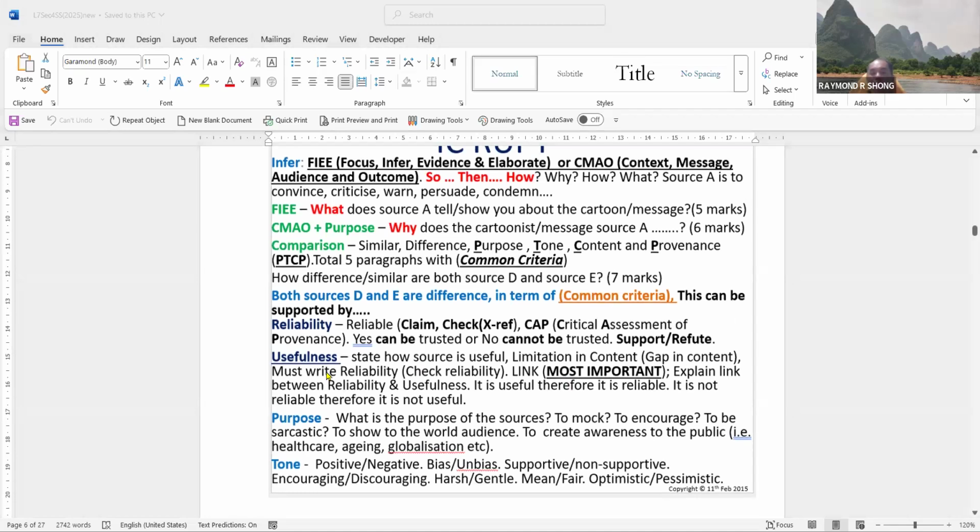Okay, so we have to talk about usefulness. I told you these two, I think most of you find them very confusing. How do I know whether the question is about usefulness or reliability? Take note of this for later on.